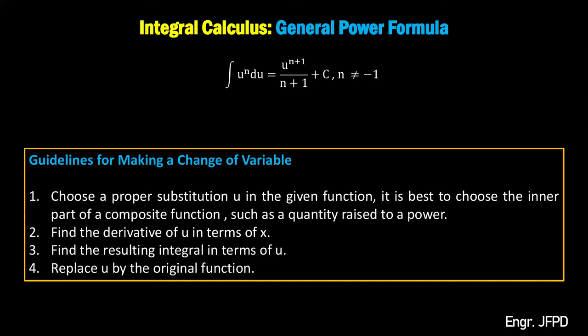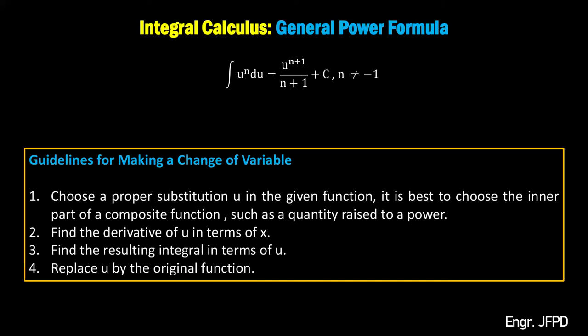wherein we will try to express our given equation in terms of u and the du. And for our formula, the integral of u raised to n du is equal to u raised to the exponent of n plus 1 over that n plus 1 plus c, wherein n is any integral exponent except -1, since if n is -1, this will give us a denominator of 0, which results to undefined.